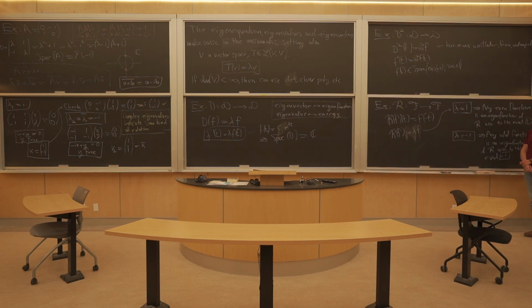Does this make sense? That's literally how you define an even function. You say, I have this operator, which is reflection, and I define an even function to be any function such that when I reflect it, I get back exactly the same thing. That is literally saying that even functions are eigenfunctions associated to the eigenvalue 1, and so on.